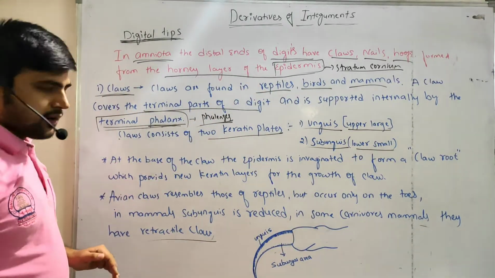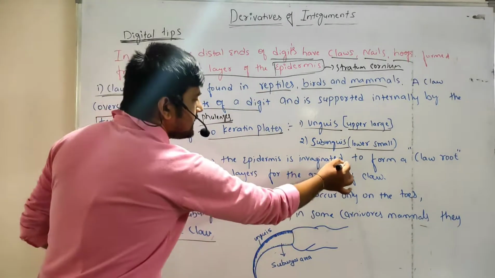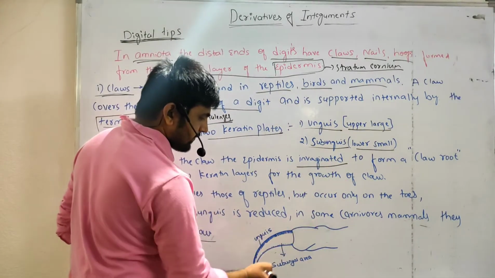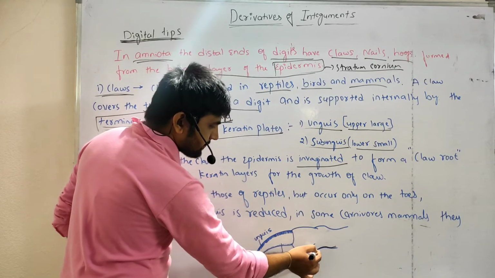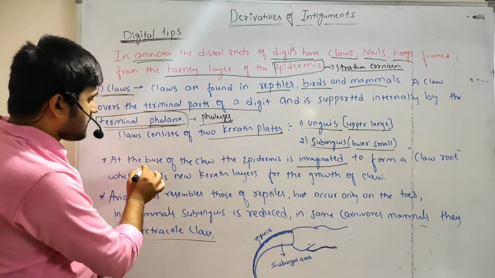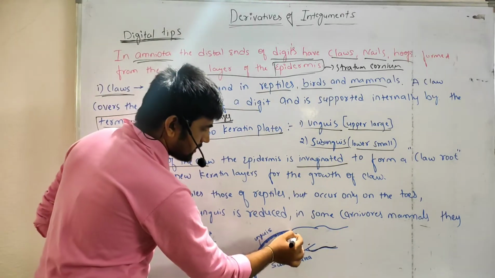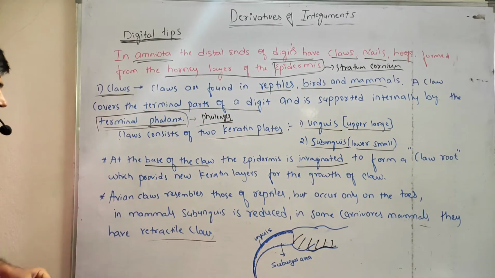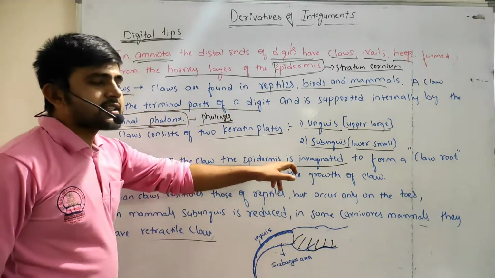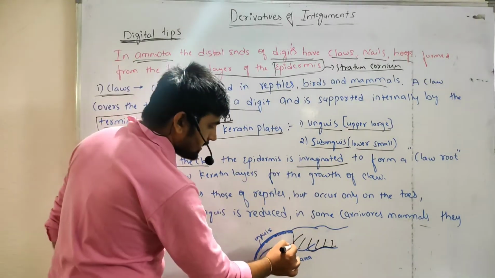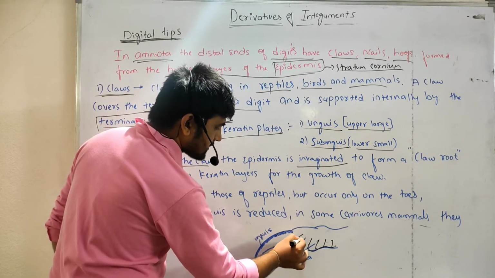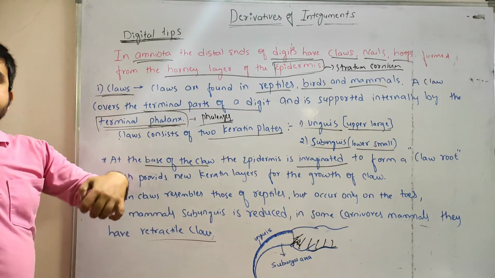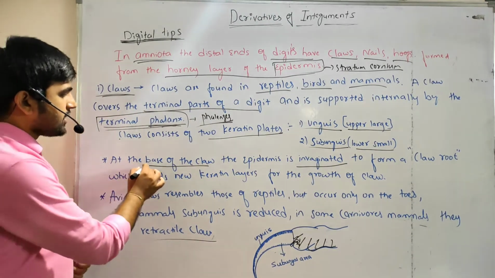At the base of the claw, the epidermis is invaginated. See the structure in the figure. This portion is the base of the claw. The epidermis is invaginated, meaning it turns inside like this. The epidermal portion gets invaginated at the base of the claw.